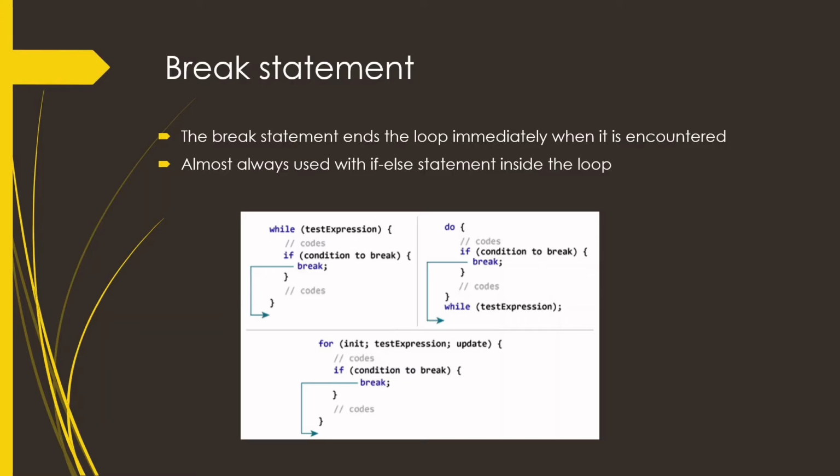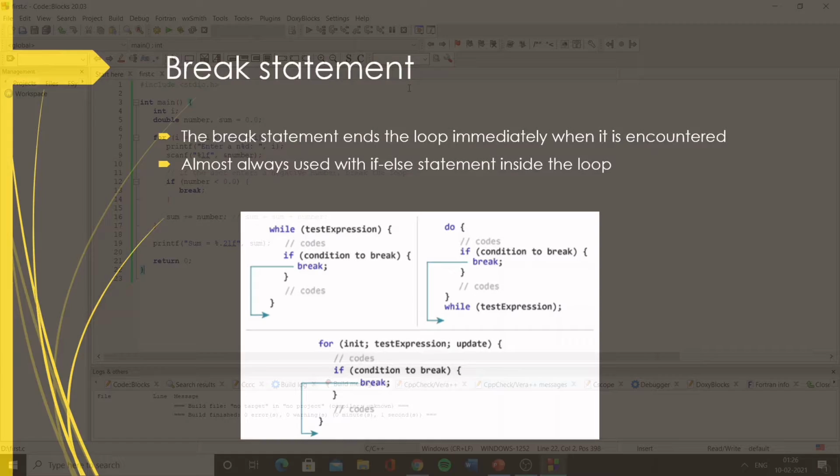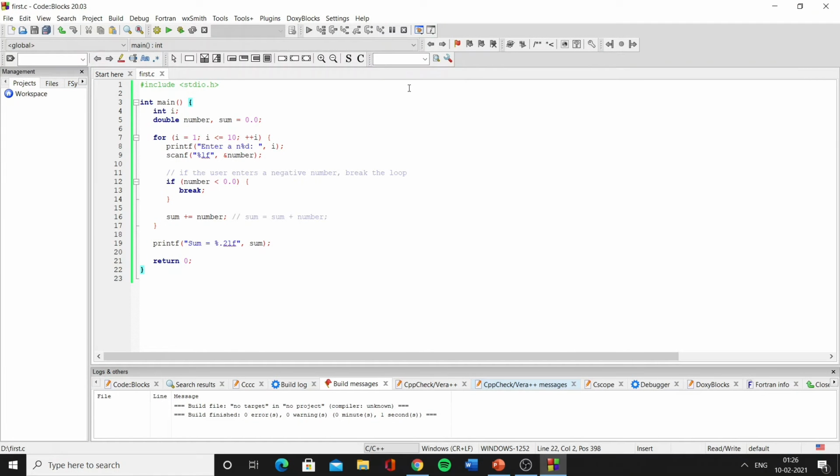Now, inside a while, do while or for loop, if a break statement is encountered, the iteration is stopped immediately and the control goes out of the loop. Now this program calculates the sum of numbers. You can enter a maximum of 10 numbers, but if the user enters a negative number, then the loop terminates.